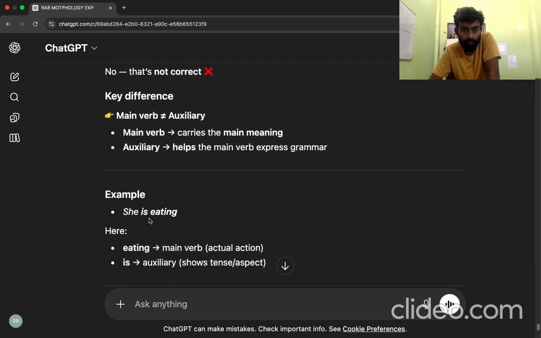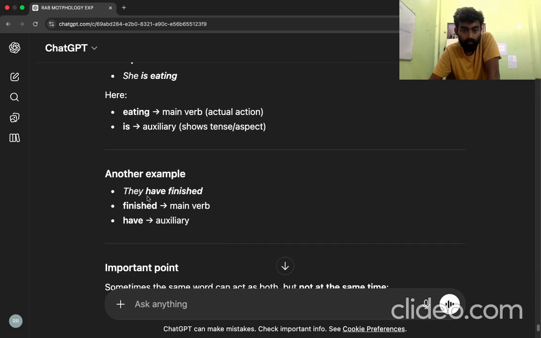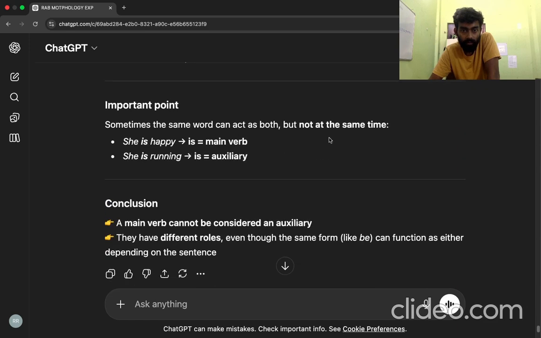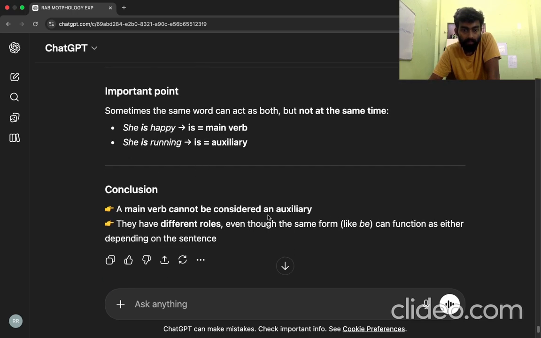Example: she's eating. Here, eating is the main verb, the actual action; is is the auxiliary, showing tense and aspect. Another example: they have finished. Finished is the main verb, have is the auxiliary. Important point: sometimes the same word can act as both, but not at the same time. She's happy: is is the main verb. She's running: is is the auxiliary. Conclusion: a main verb cannot be considered an auxiliary. They have different roles, even though the same form, like be, can function as either depending on the sentence.